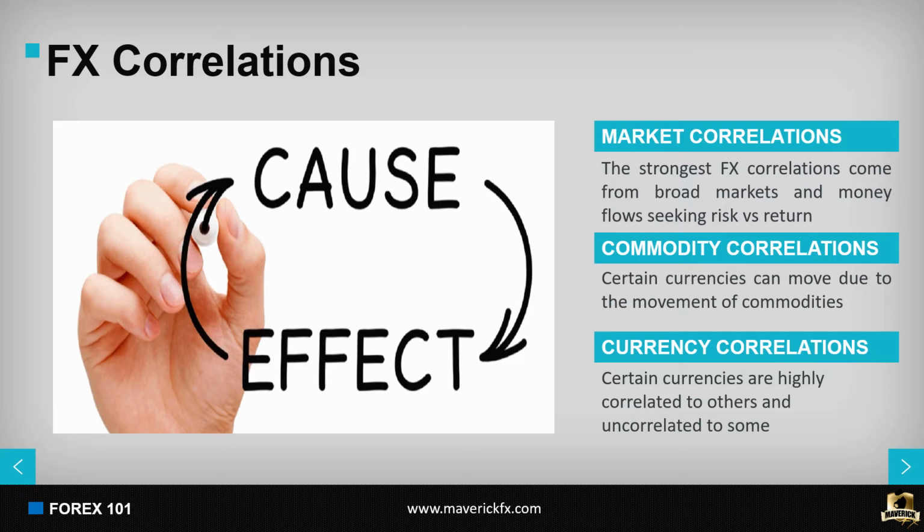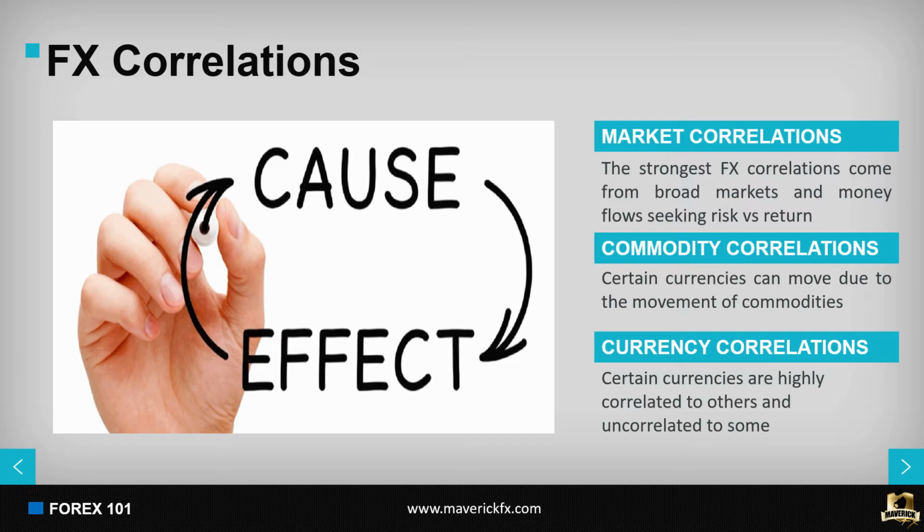We're going to take a look at 3 correlations. Number 1, market correlations. These market correlations are probably the strongest correlations in the currency marketplace. These are the ones that cause probably the biggest and most impact on whatever currency you're looking at. We're also going to take a look at commodity correlations. Certain commodities control certain currencies. We're going to talk about those.